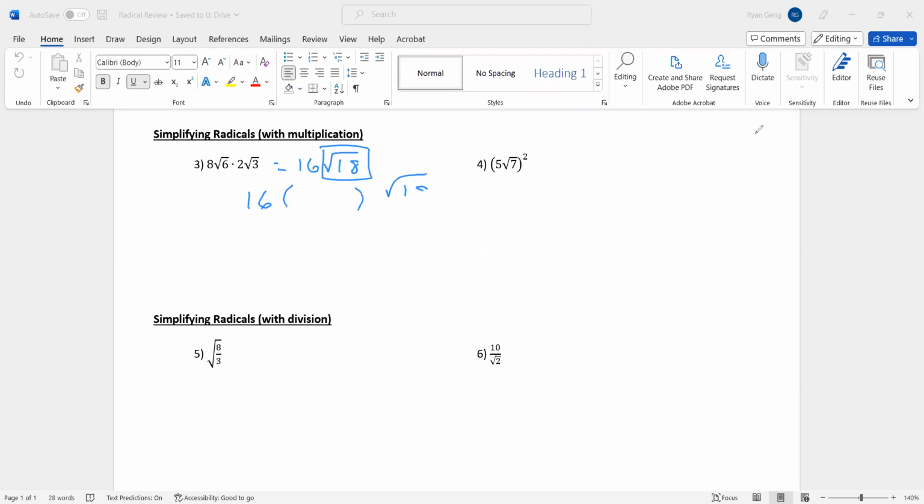So let's figure out what comes out of the radical. It's 9 and 2. 2 is prime. 9 breaks down into 3 and 3. Both of those are prime, so it's a pair of 3s. It's 3 on the outside, radical 2. That goes here. And now I can have 16 times 3, and my final answer here is 48 radical 2.